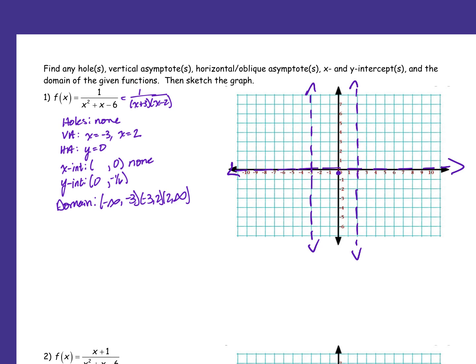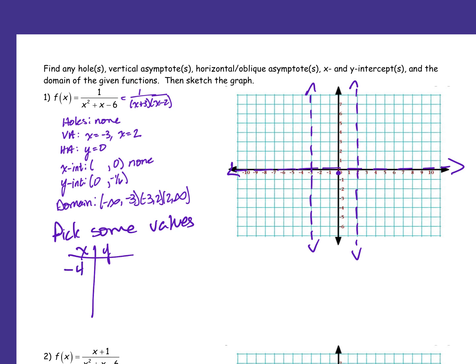Where's everything else going to be at? All I'm going to do is pick a number in one of those areas and just plug it in and see where that's going to be at, if it's going to be up or down. So if I just make a quick table, x and y, I'm just going to try and pick easy ones.